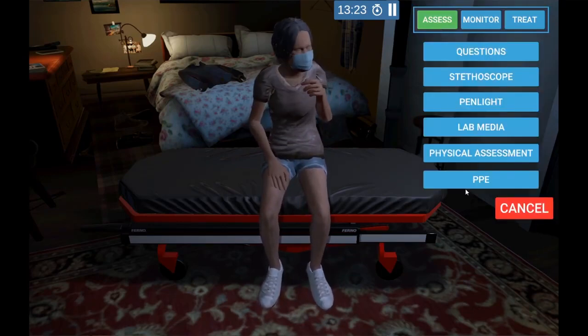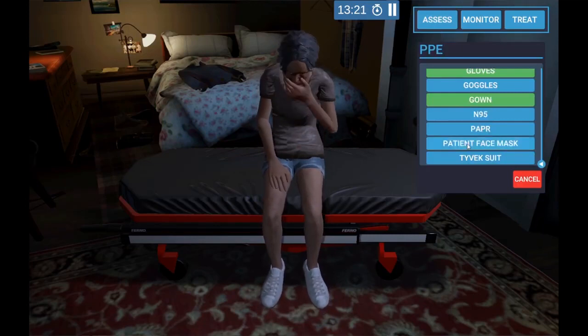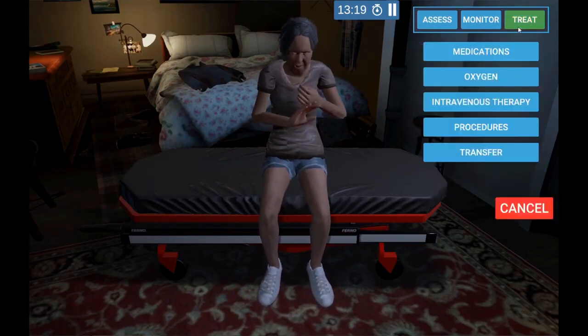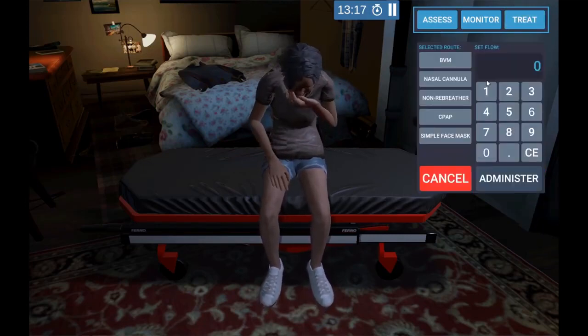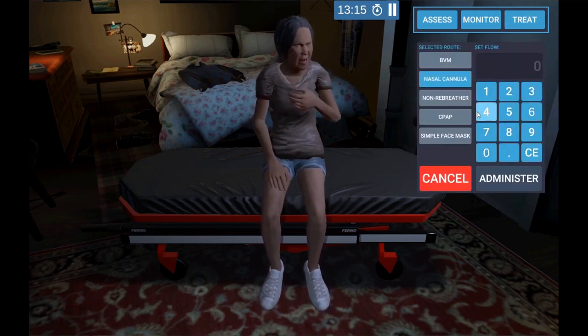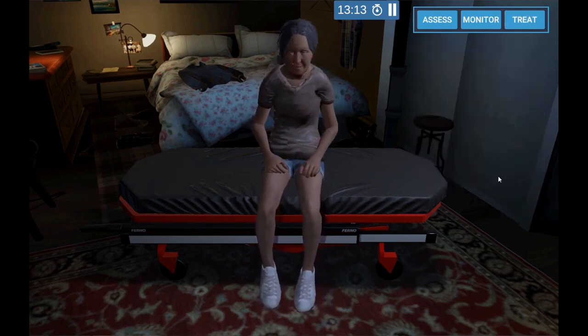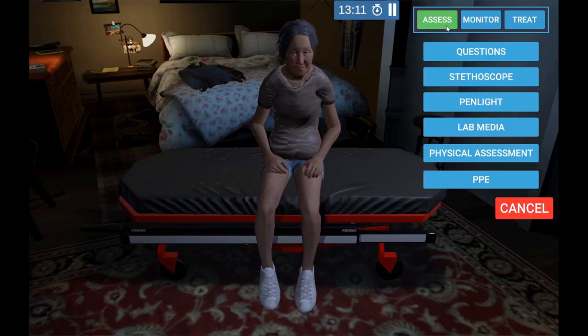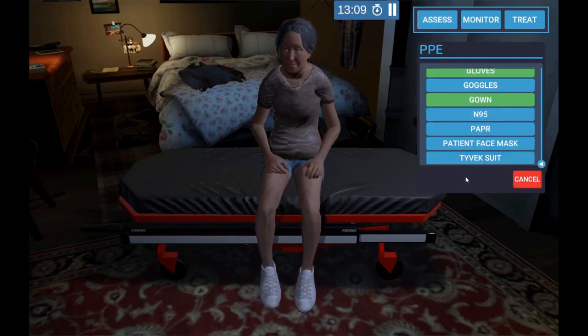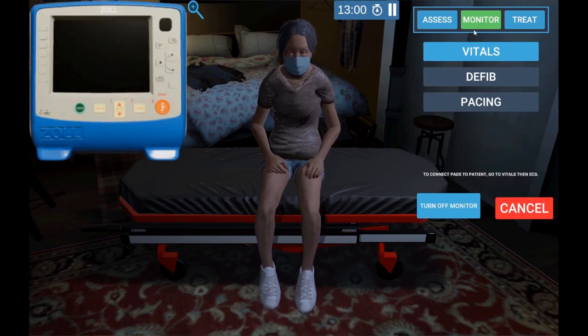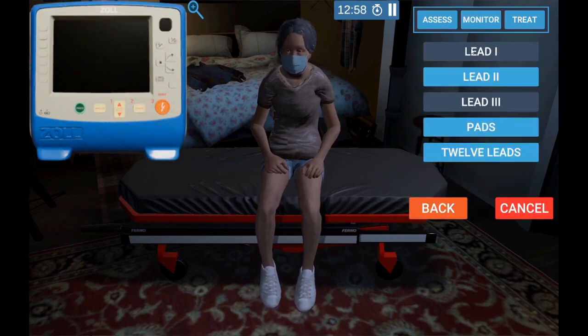In order to give oxygen to the patient, the user first removes the patient's mask and then selects O2 by way of nasal cannula at 4 liters per minute. Then it's back on with the patient mask. Next, the user places the patient on the monitor and selects several vital signs to observe.